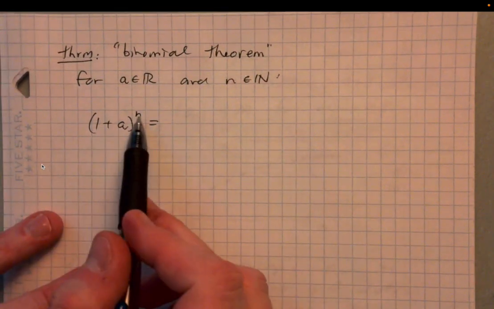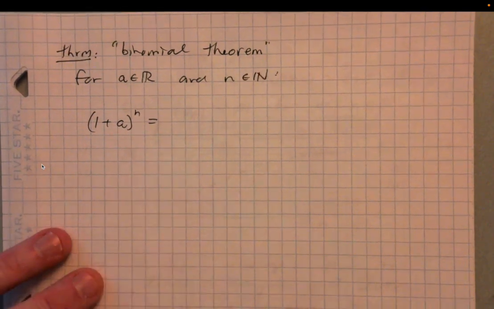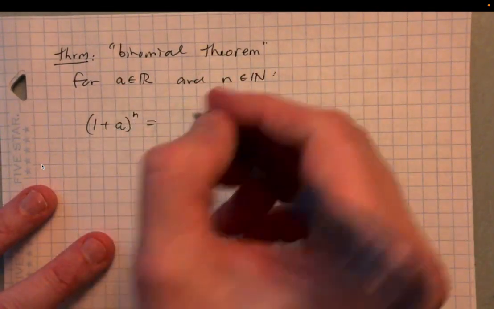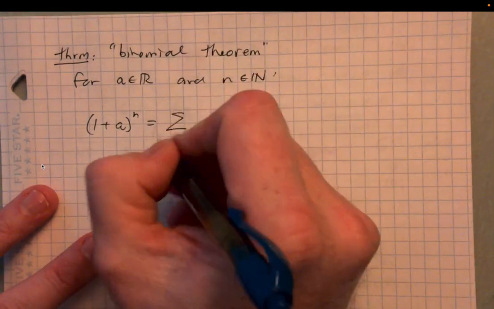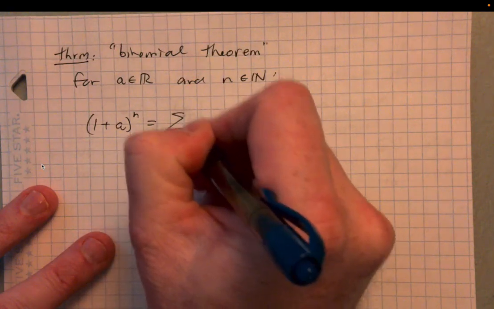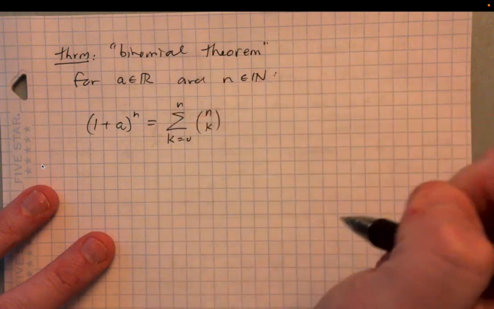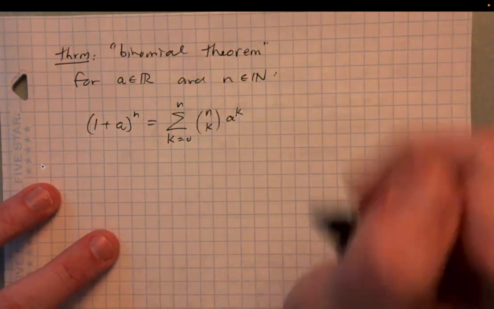So if it's squared, you know how to do that. That's just the old FOIL method. If it's to the third power, it becomes a little more complicated, and so on, right? But whatever n happens to be, there's a pattern to the way this can be expanded, and it looks like this. So it's equal to the sum from k equals 0 up to n of n choose k. So this is the choose function here, and then times a to the k power.